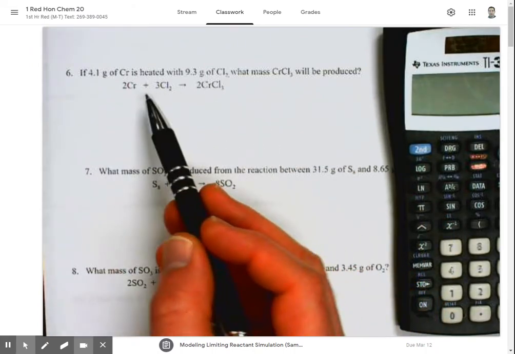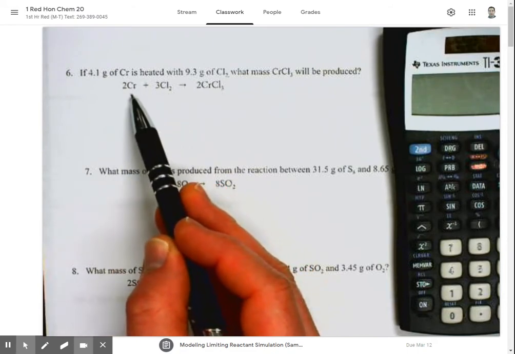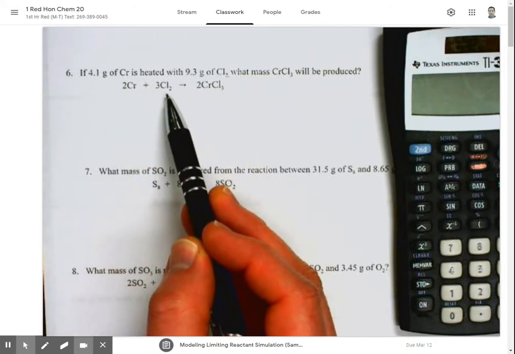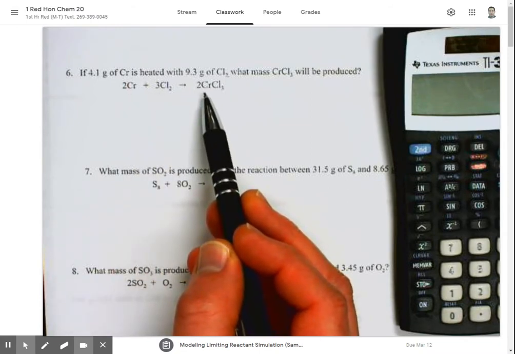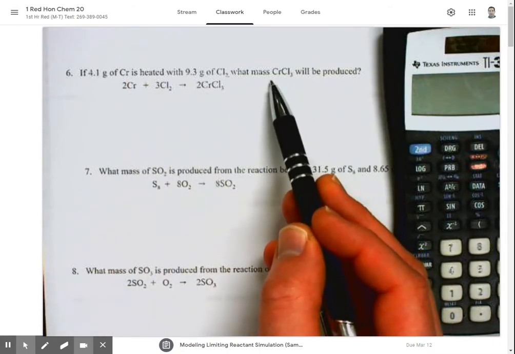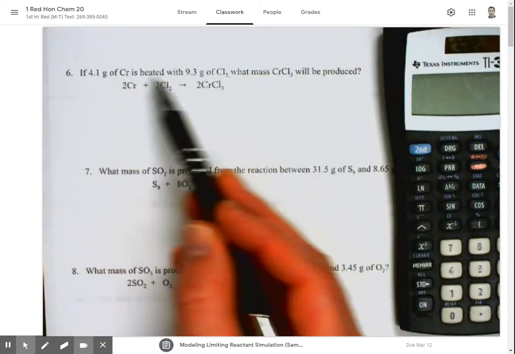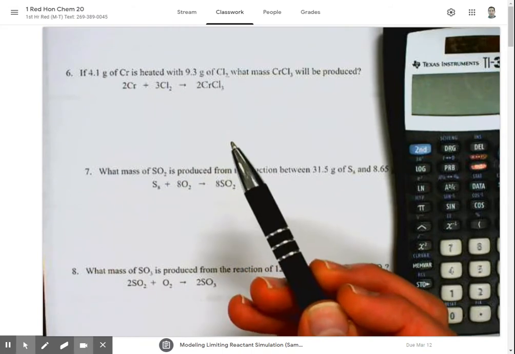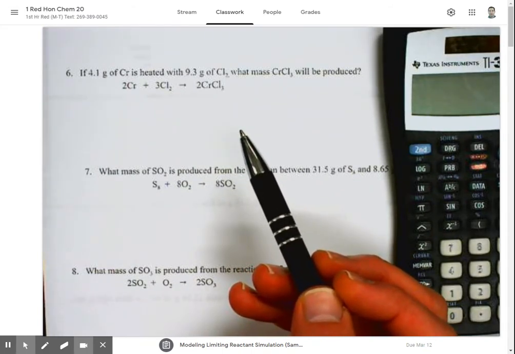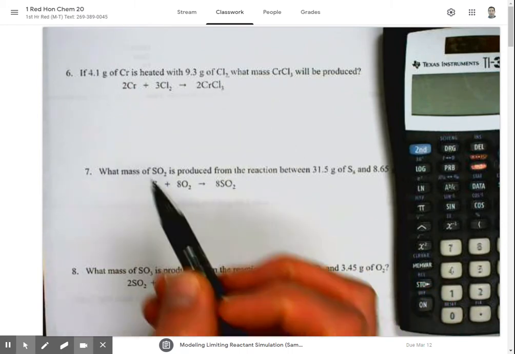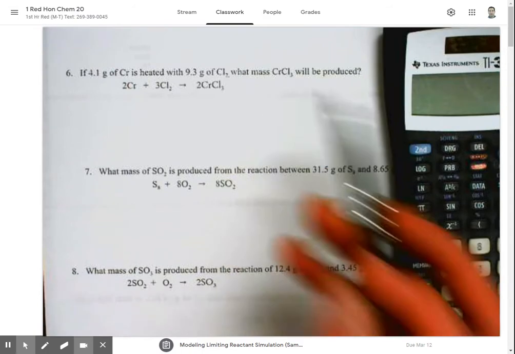They could either ask, in this particular situation, which ingredient is consumed first, so which one keeps us from making more product, or they could ask us which is the amount of product that's actually produced given these two starting amounts. The method I'm going to show you will answer both questions, and so you just need to know which part of the answer to point to based on the question that's asked.